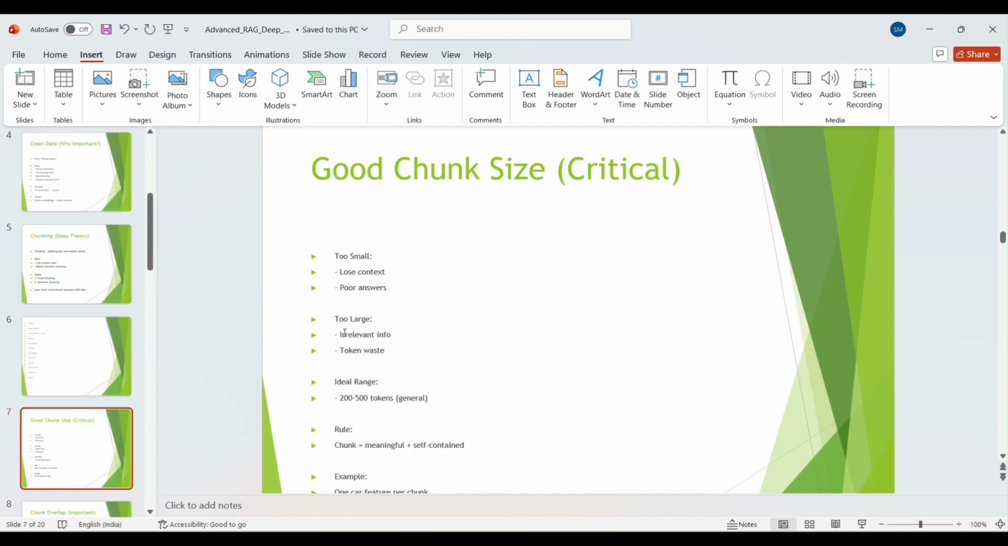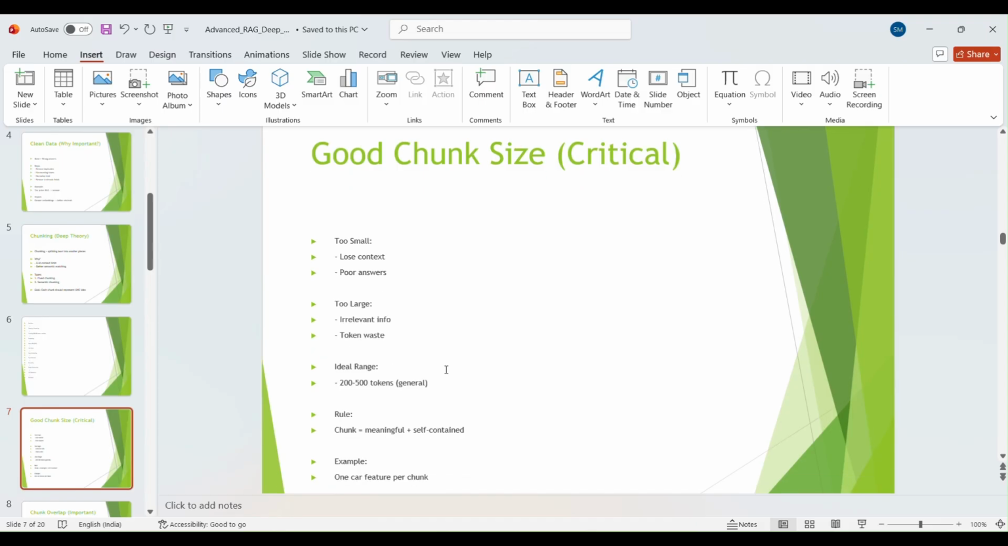Too large chunks means irrelevant info and token waste. We know how important tokens are. Whether we are using ChatGPT or Claude, we know that we reach our token limits each and every time. So token waste is very important, and we need to consider it. Our LLM should not, whenever a user is asking, give irrelevant answers and then say that your tokens have exceeded. It should not work like this.